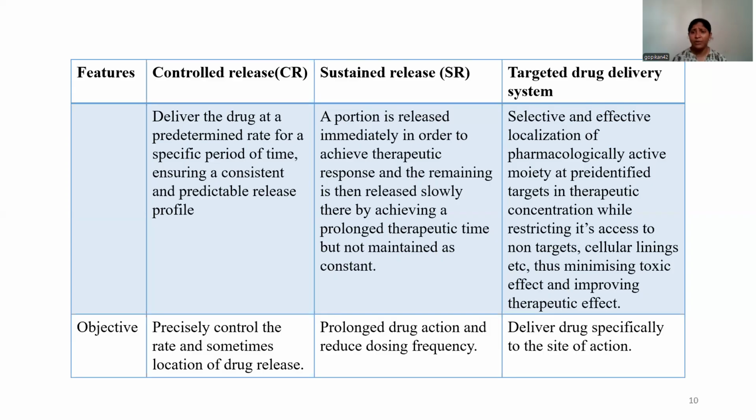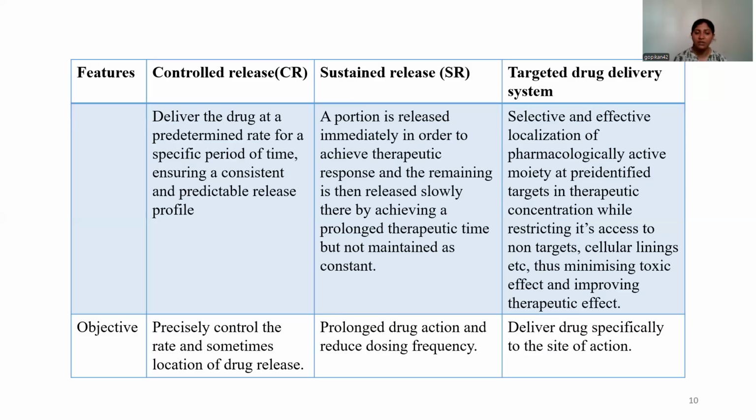constant. And when it comes to the targeted delivery system, the selective and effective localization of a pharmacologically active moiety at a pre-identified target in therapeutic concentration while restricting its access to non-targets and cellular linings, etc. Thus, it helps in minimizing the toxic effect and improving the therapeutic effect. So, what are the advantages, objectives of controlled release?